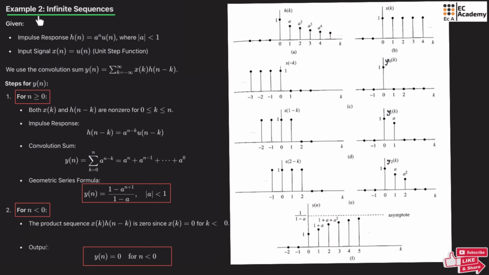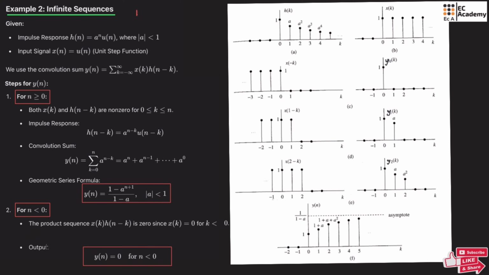Now let us consider example 2, where we are taking the infinite sequence. Here h of n is given as a to the power of n u of n, and x of n is given as u of n. So here u of n is multiplied with a to the power of n. Therefore h of n will be available from n is equal to 0 to infinity, and x of n is u of n, which means x of n will be having the value as 1 from n is equal to 0 to infinity. So we have plotted the waveforms for these two sequences.